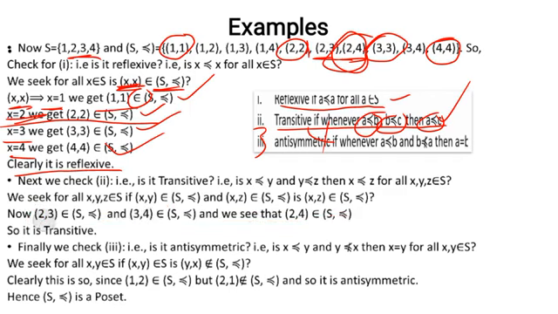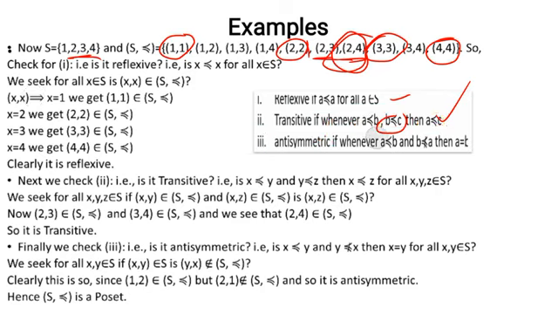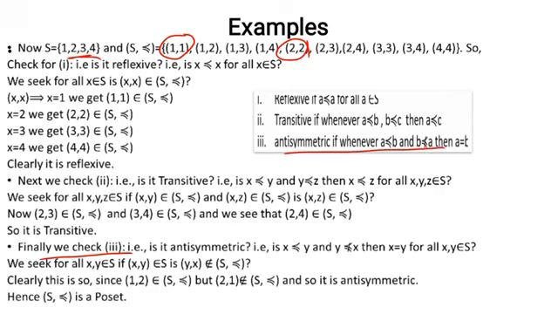The next and final thing we need to check for it to be a poset is that it is what? Antisymmetric. So is it antisymmetric? Let's check that. So finally we check: A is related to B, B is related to A, then A equals B. So we pick two elements. You can pick any one of your choice anyway. So we pick (1,2). Is there (2,1)?